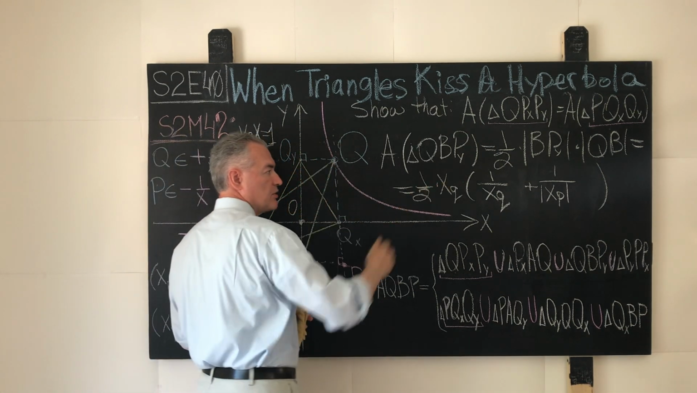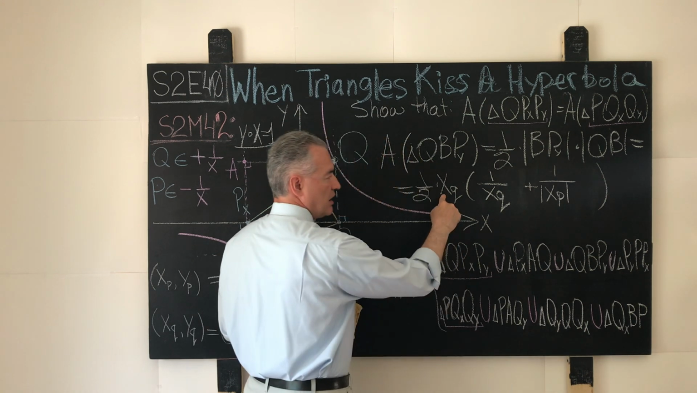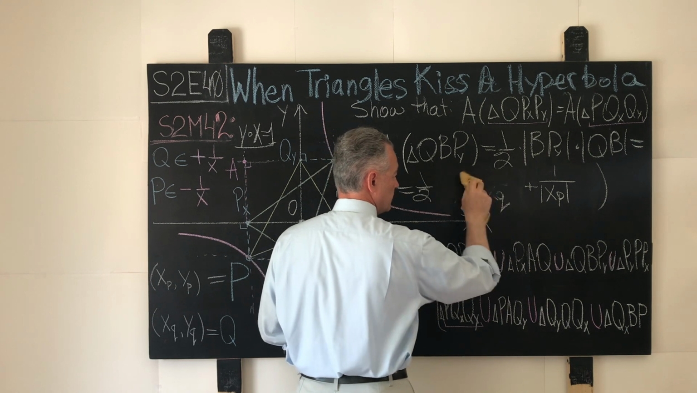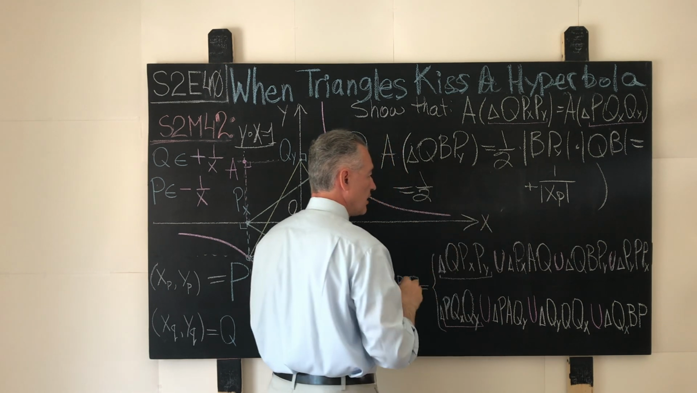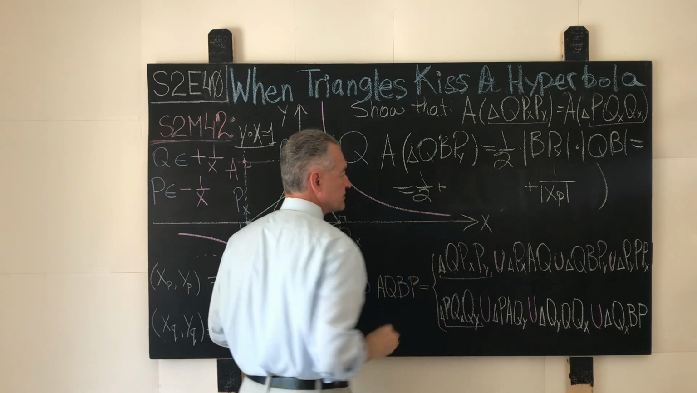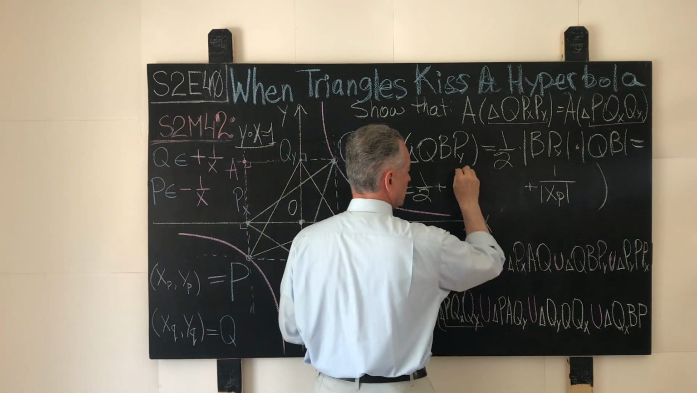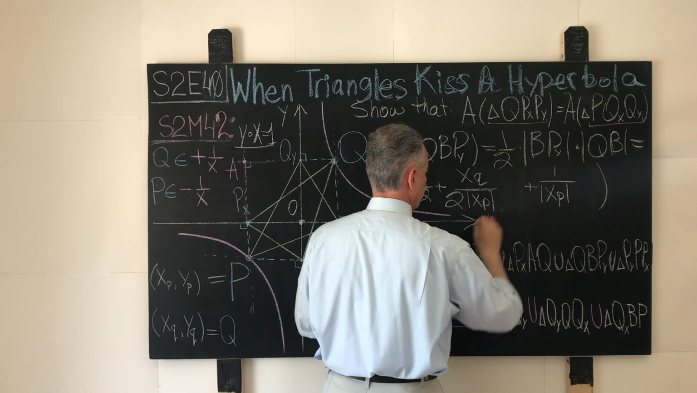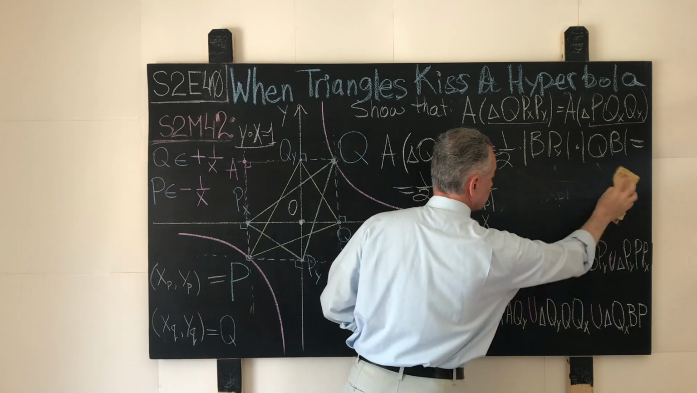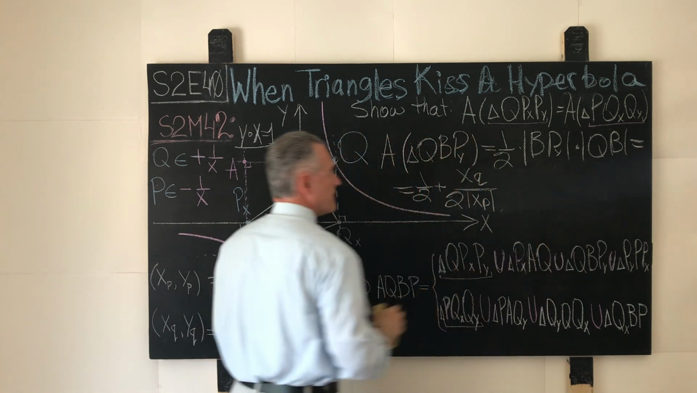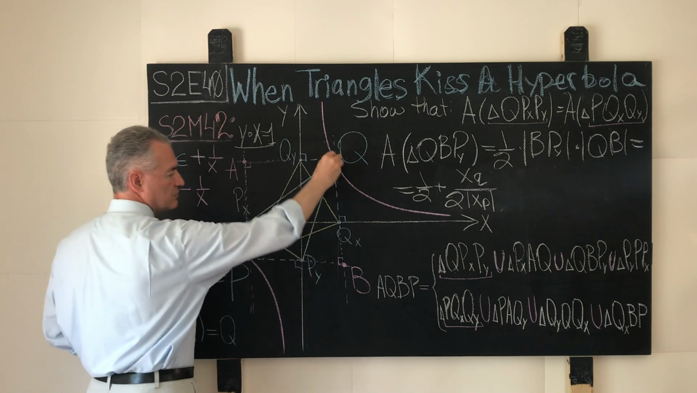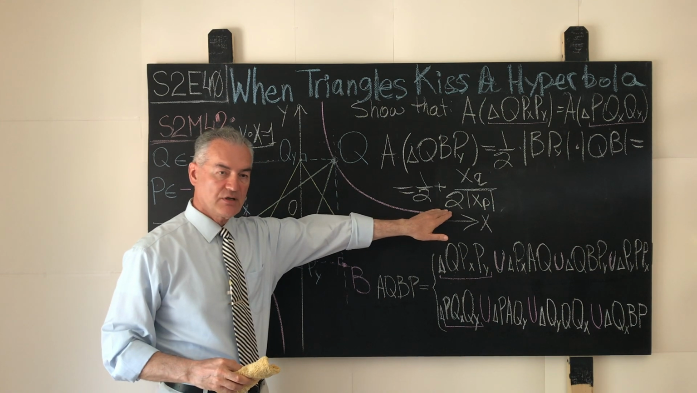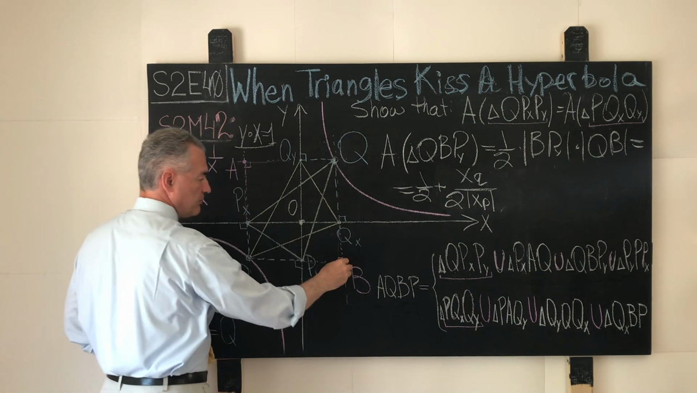Now we open up the parentheses, and what do we have? xq and xq cancel each other out, and we have exactly 1/2 plus xq over 2 absolute value of xp. And this is the area of the triangle QBPY. This is the expression that captures the area of the triangle QBPY.